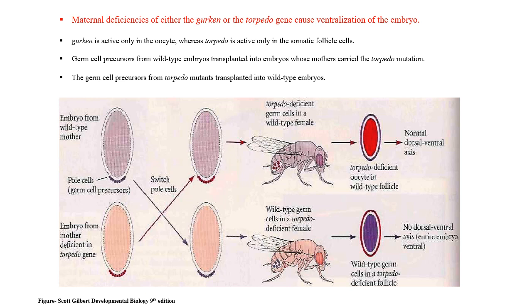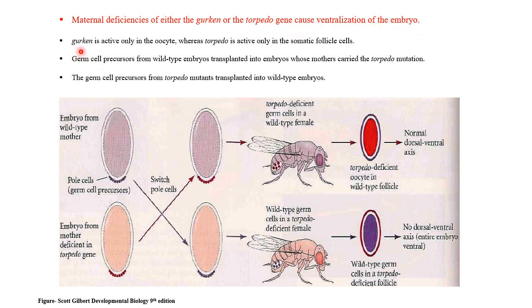So this is one slide where I will be explaining one experiment. This explains how Gurkhan and torpedo genes are important for complete dorsal ventral axis formation in the embryo. If any of these proteins are deficient in the mother Drosophila, it will lead to complete ventralization of the embryo. So there will be no dorsal axis in the embryo. So as it says, maternal deficiency of either the Gurkhan or torpedo gene causes ventralization of the embryo.